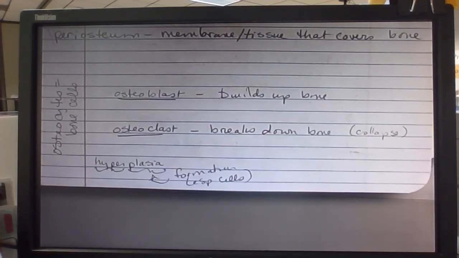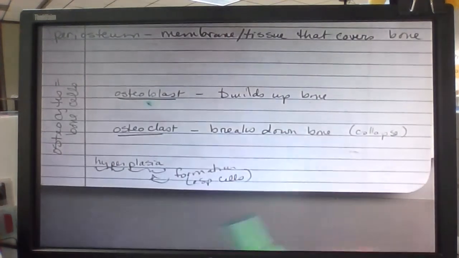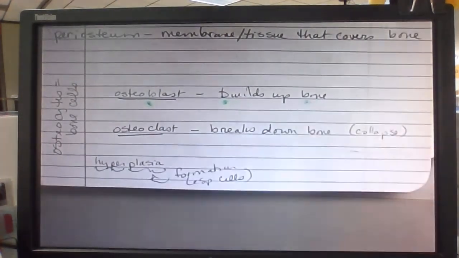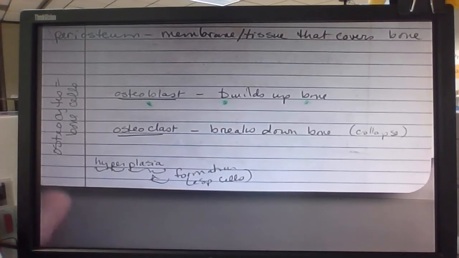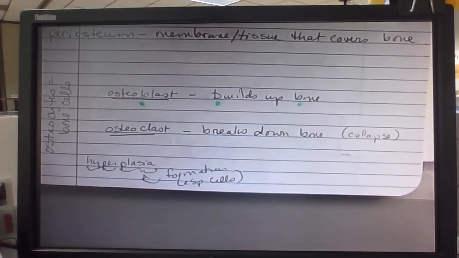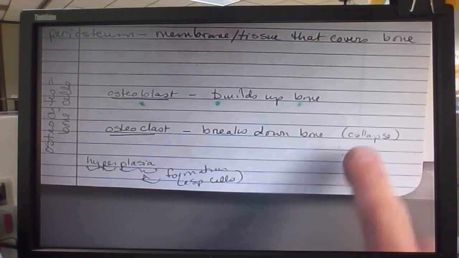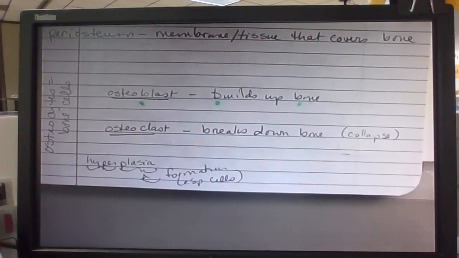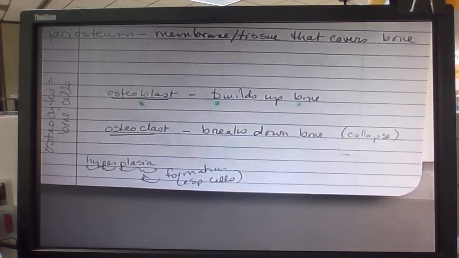Osteoblasts build bone. So you're always trying to look for something that's going to help you remember. So if you can remember osteoblast builds bones, then you can remember that osteoclasts do the opposite. They break down bone. But I use collapse to help me remember that osteoclast collapse. So that helps me remember it breaks down bone.